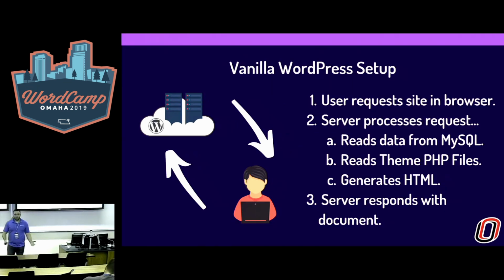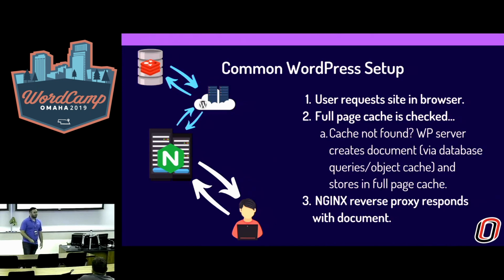So let's just refresh a little bit. What does a typical WordPress site look like, and what does that relationship between a visitor and the server look like? If I'm hitting a WordPress site, pretty typically, the user requests the site in the browser. Then the server receives that request, starts processing it. It reads data out of the MySQL database. It reads your theme PHP files, plugin PHP files to start getting data, like templates and other logic it needs to render templates. And then it generates an HTML document. Then the server sends the document over the wire.